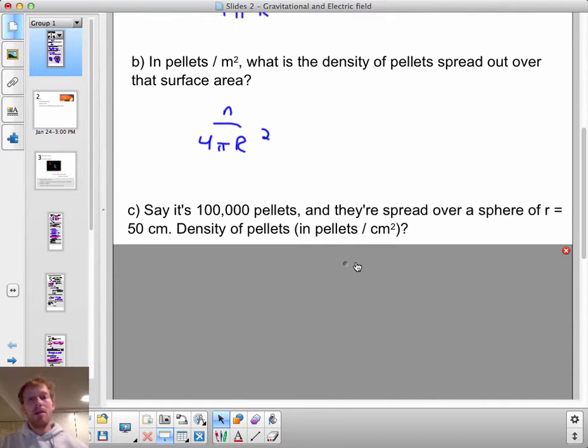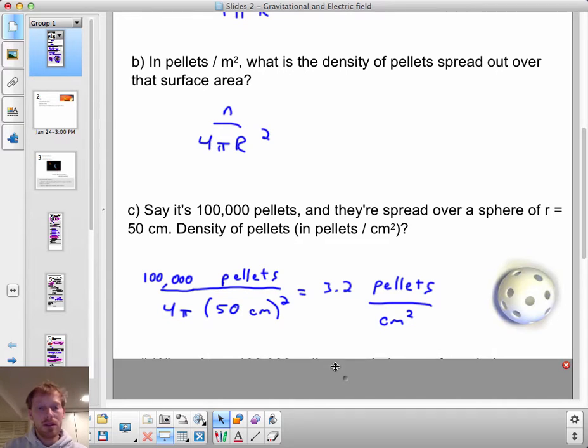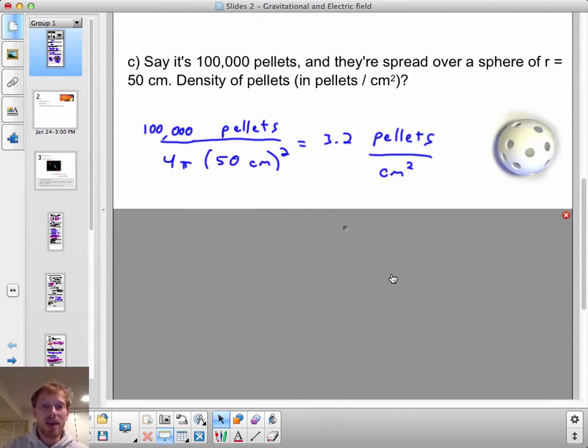If I could put in some numbers, imagine that I exploded something into 100,000 pellets, and they've spread over a half a meter. I guess the diameter of this sphere is now 1 meter. The radius, the distance that each pellet has traveled from its original location, is half a meter. What's the density of pellets in pellets per square centimeter? Well, it turns out to be 3.2 pellets per square centimeter. So you imagine that if this were a wiffle ball, the pellets would be blasting out some holes through the wiffle ball like that, and each little square centimeter patch of wiffle ball will have 3.2 pellets if there's as many as 100,000 of them.